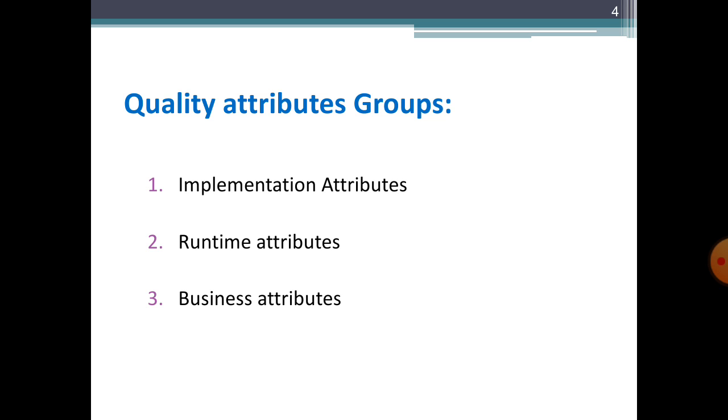So till here our quality attributes are basically grouped into three broader categories: implementation attributes, which I called not observable at runtime, and second is the runtime attributes, which I called observable at runtime, and the last one is business attributes, where we see the time to market, cost, and lifetime of different attributes as well. So these are the three broader categories of quality attributes. So we will discuss each quality attribute one by one in more detail.